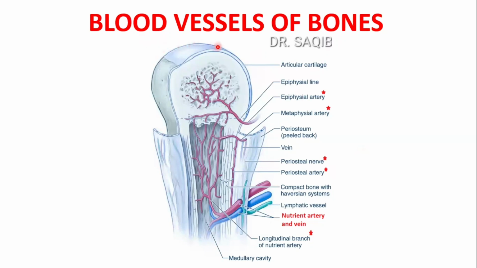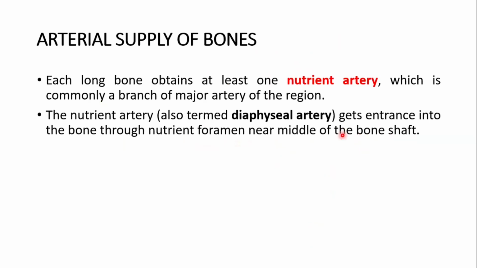Today I will discuss with you the blood vessels of the bones, the arterial supply and the venous drainage, and the innervation of the bones and the lymphatics of the bones. Right? So, arterial supply of the bones.